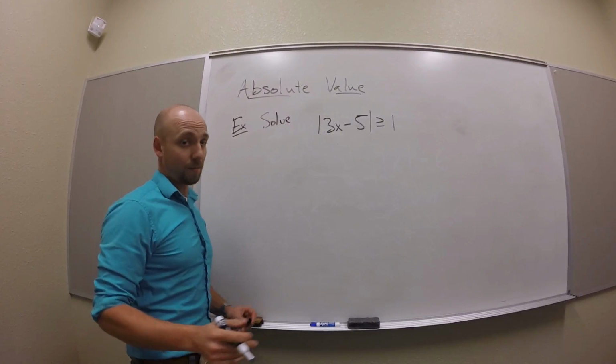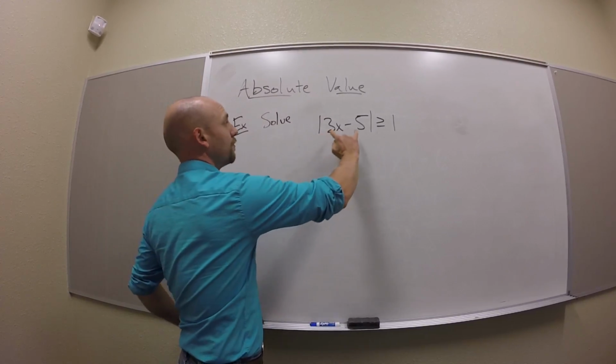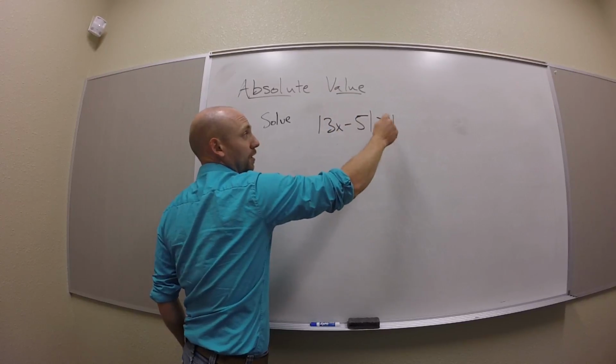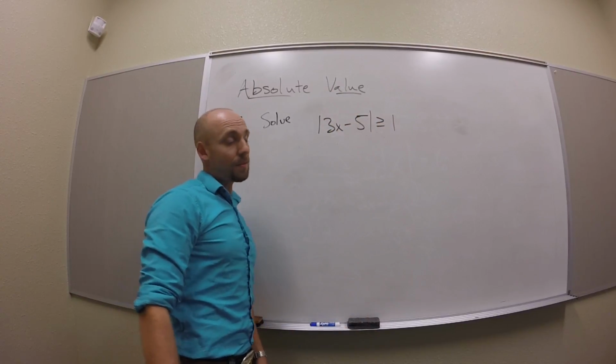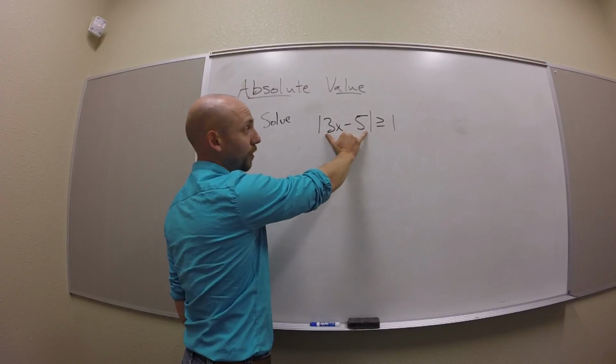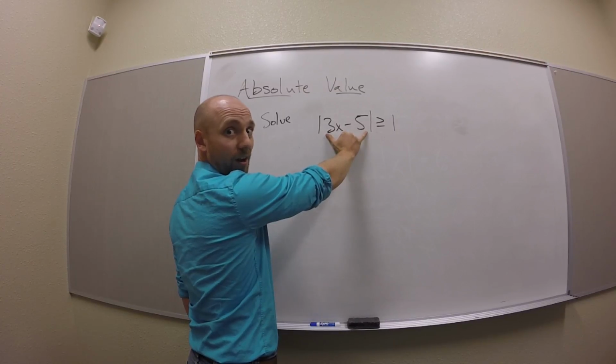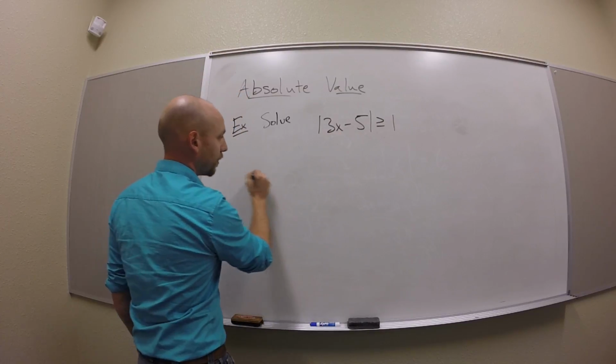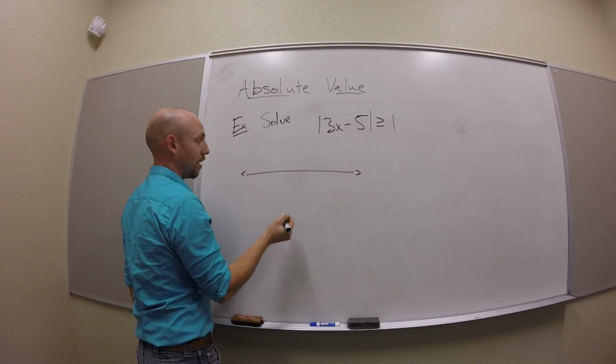So here's the hard one. I got the absolute value of 3x minus 5 is bigger than or equal to 1. So what that means is this stuff here, 3x minus 5, is further from 0 than 1 is, right? So if I think about that, I think I need a number line.